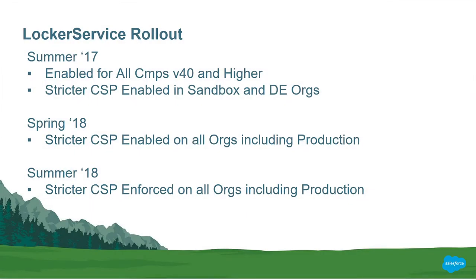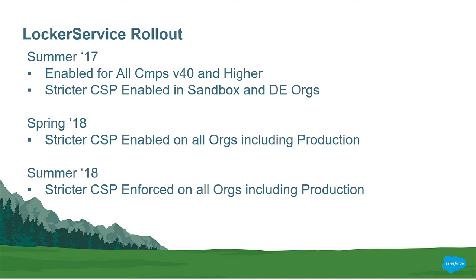And last but not the least is the plan for LockerService rollout. So the summer release was around the June timeframe, and with the June release, API version 40 was introduced. And any component which has API version 40 or higher gets Locker enforced on it. The reason we did that is Lightning components were introduced in version 36, so we didn't force Locker on 36, 37, 38, and 39 because we wanted to keep a promise or API contracts, which means with the new release, which is summer 17, we do not want to break your existing Lightning components by enforcing Locker on them.